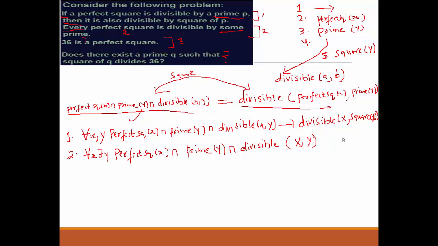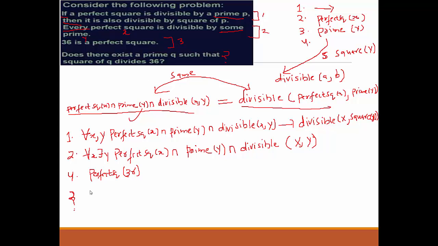Now the third thing that is given is 36 is a perfect square. And the thing that we have to prove is that there exists a prime q such that square of q divides 36. So how will we represent this? Let's write it beforehand because it will be easy for us to then conclude this thing. So this is what we have to prove. There exists a prime q such that square of q divides 36.